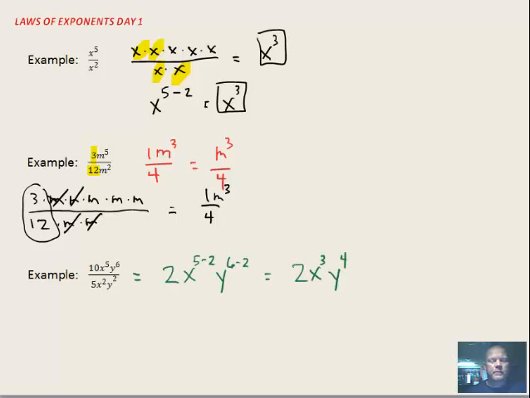Okay, so in this one, we've taken the 10 over 5. 10 divided by 5 is 2. Then I have my x's, x to the 5 over x to the 2. I do x to the 5 minus 2. And then my y to the 6th over y to the 2. I have y to the 6 minus 2. So x to the 5 minus 2 is x to the 3rd. And y to the 6 minus 2 is y to the 4th. Okay? Alright, hopefully you did well on that.